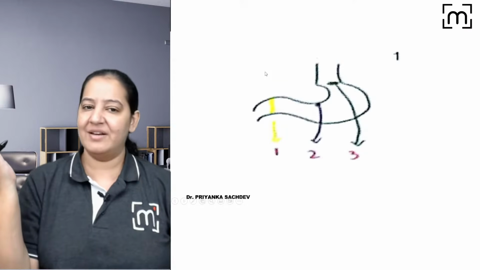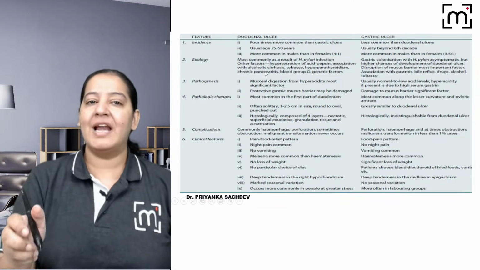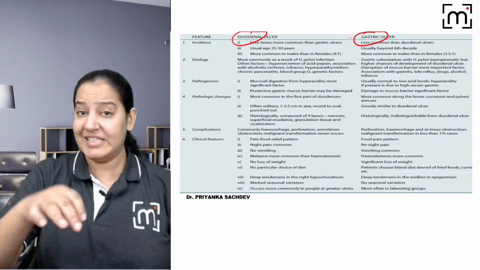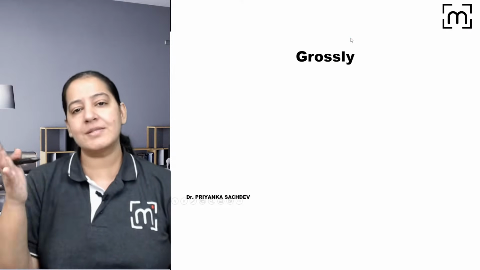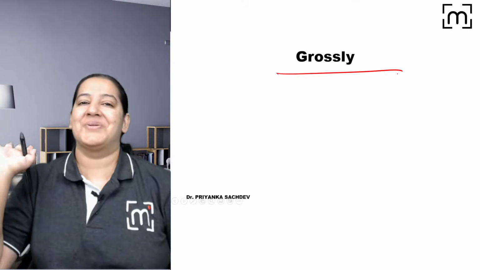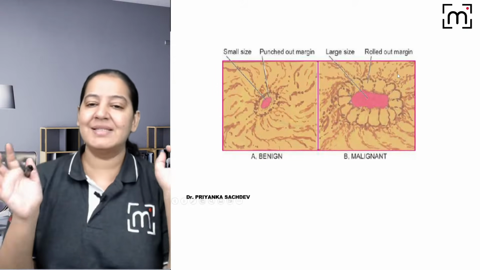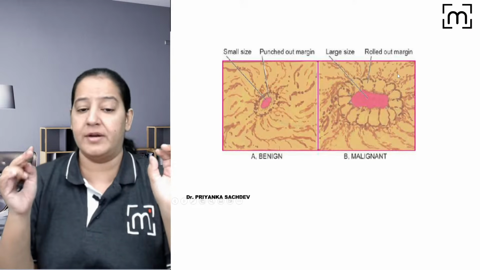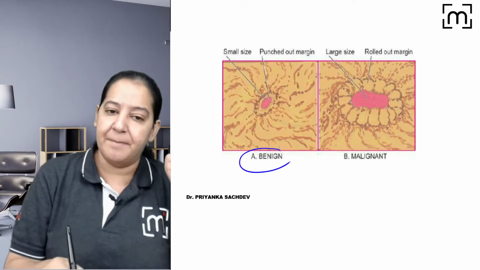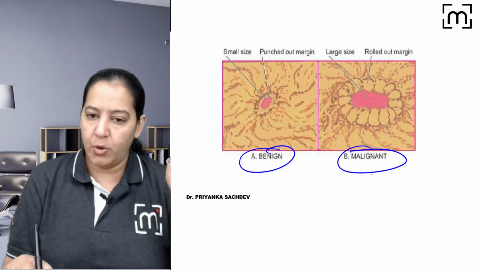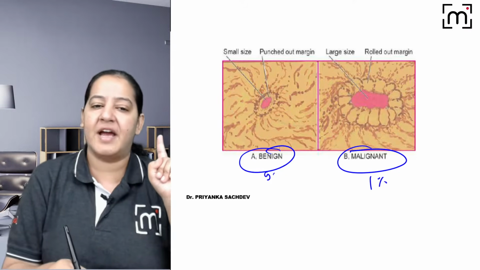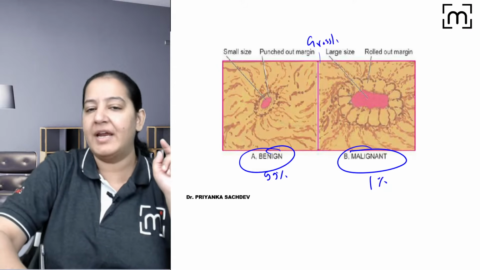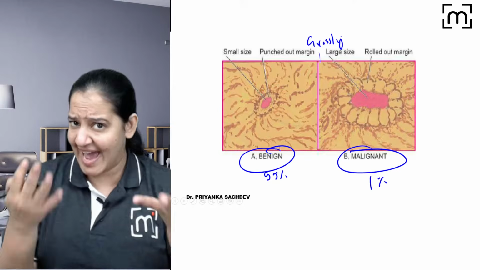So you can see first, second, third, everything is visible. So let me tell you the differences. I will come to the differences between duodenal and gastric ulcer later on. Let me tell you grossly, how does the ulcer look? Tell me the gross. So you can see grossly we cannot differentiate this is a gastric ulcer and this is a duodenal ulcer, but we can differentiate it is a benign ulcer and it is a malignant ulcer. I told you 1% ulcers are malignant and 99% are benign. So looking at them grossly, you can say which is benign and which is malignant. Roughly you can give a guess, right?